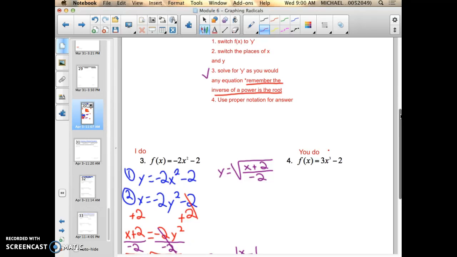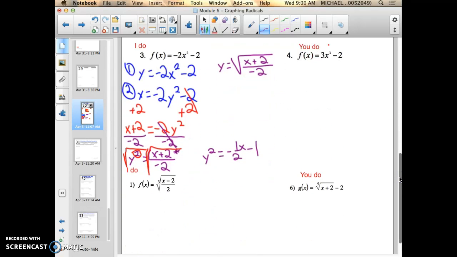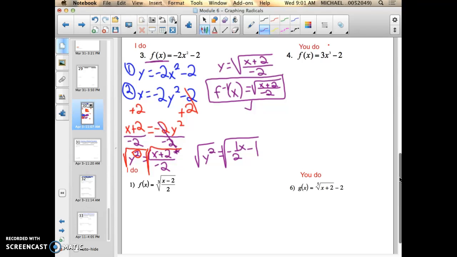Now for step 4, to use the proper notation, I need to tell that this is the actual inverse. So f inverse of x, this is the inverse of the given function f of x, equals the square root of (x plus 2) over negative 2. At this point, I am done. Check: same process. You could have squared or square rooted both of these sides, and then f inverse of x would have equaled that as well.